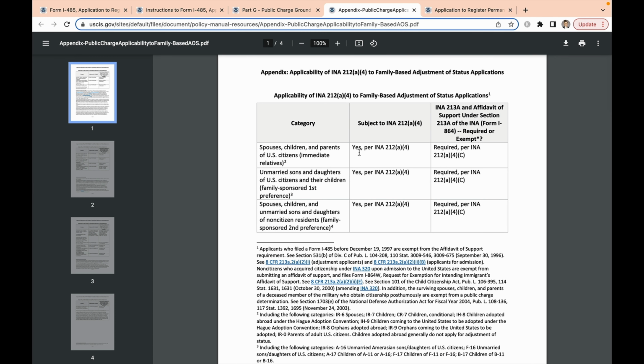Okay, so here's what they're saying. Spouses, children, and parents of U.S. citizens or immediate relatives are subject to INA 212(a)(4), and the same applies to spouses, children, and unmarried sons and daughters of non-citizen residents, meaning legal permanent residents or green card holders.